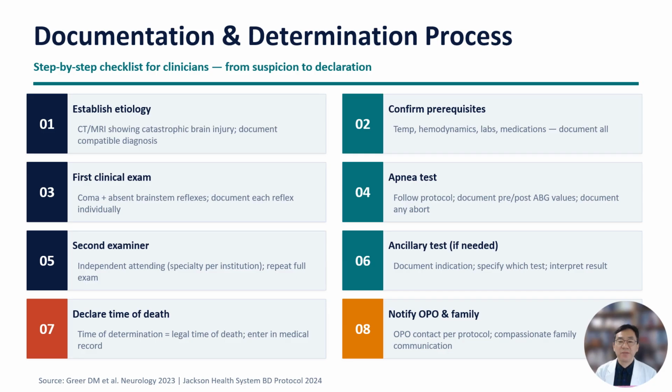Step 5. Second independent examiner, an attending physician with the specialty required by your institution, performs the full exam independently. Step 6. Ancillary testing, if needed. Document the indication, the specific test used, and the interpretation. Step 7. Declare the time of death. This is a legal time. It goes into the medical record immediately. Step 8. Notify the OPO and communicate compassionately with the family. Your institution will have a specific protocol and documentation form. Know it, use it, and don't deviate from it.